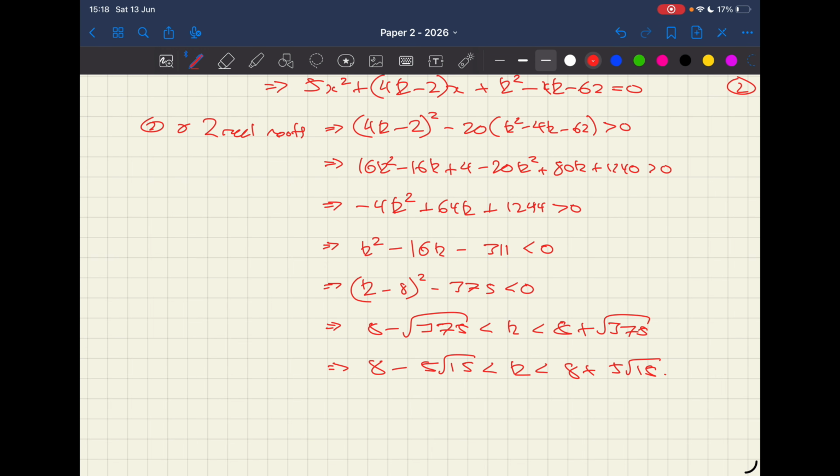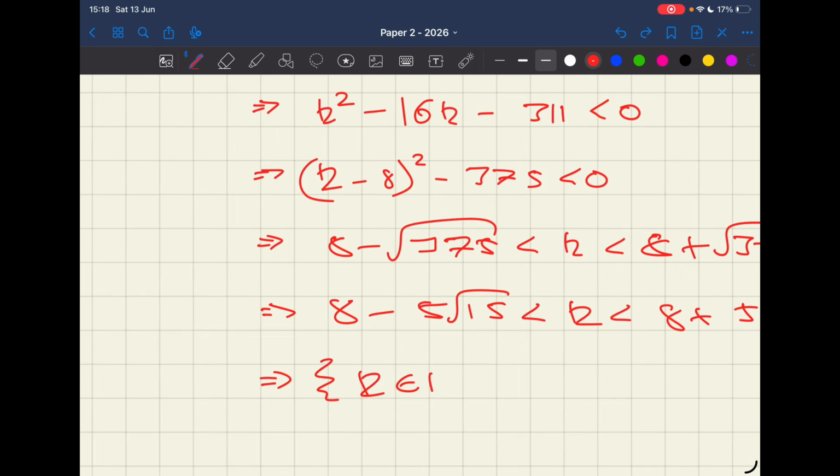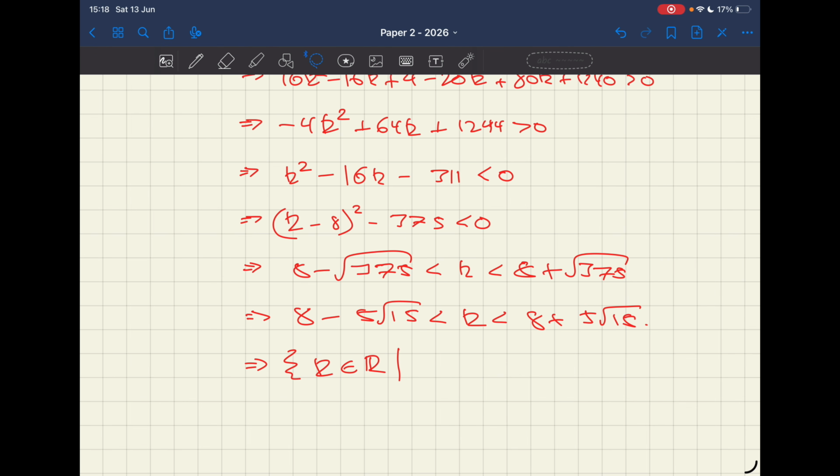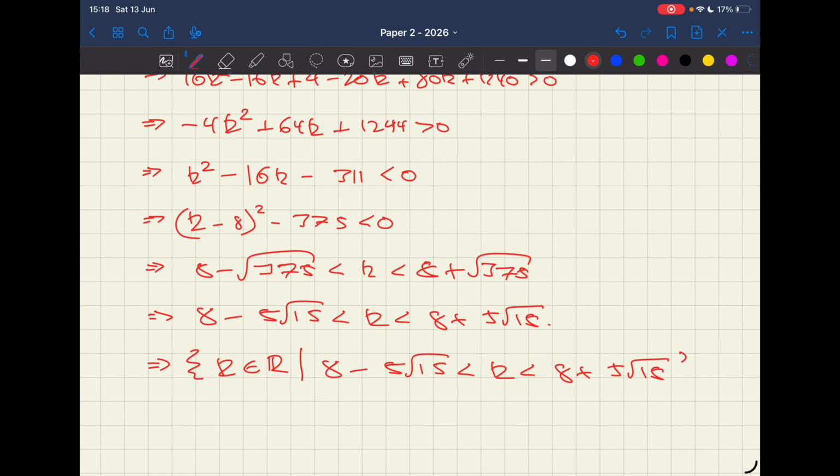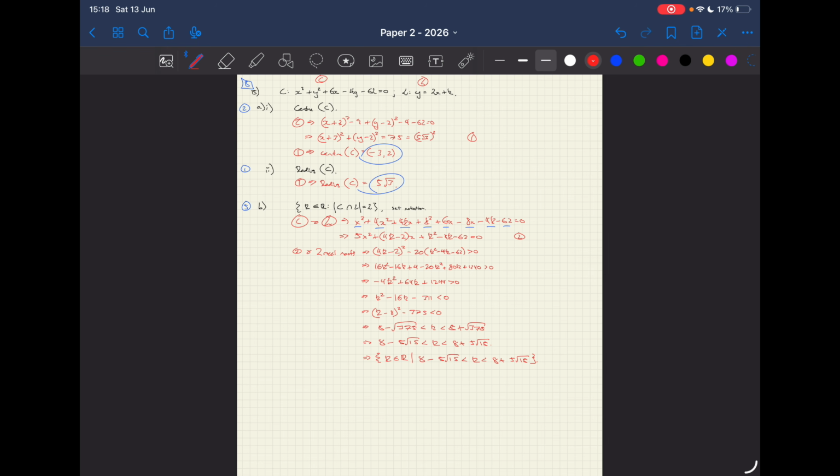Is that good? Looks good to me, but we want it in set notation, don't we? So it finds our set. K is some real number. Let's write that a little bit nicer. Some real number such that we have this condition from above to be true. So let's just copy that down, duplicate that, whack it in there. Close our set. Circle our answer. Finish the paper. Lovely. Yeah, that's really good.